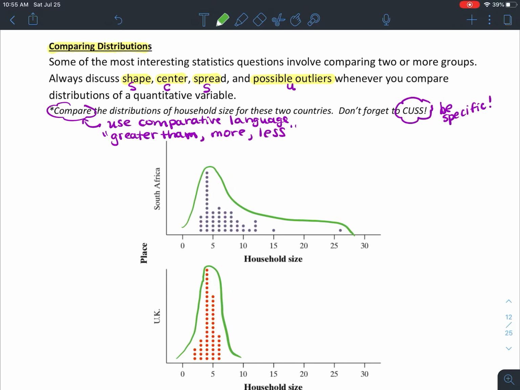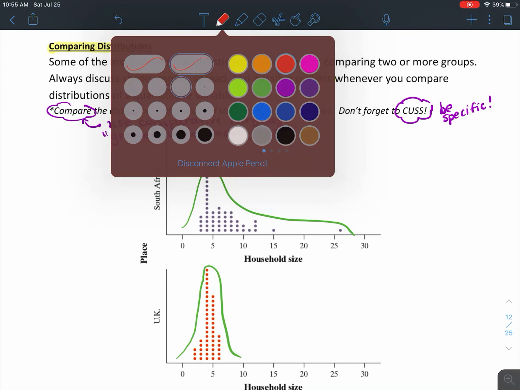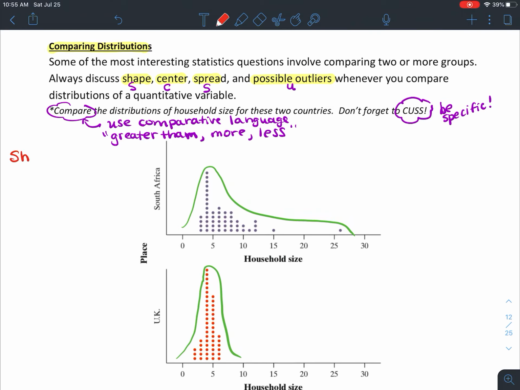We want to hit all aspects of CUS. The order you do this does not matter. I'm going to go ahead and just start with shape. Now, when you do this, you should not list the shape of each one individually, but you want to try to tie these together so that you're using comparative language.